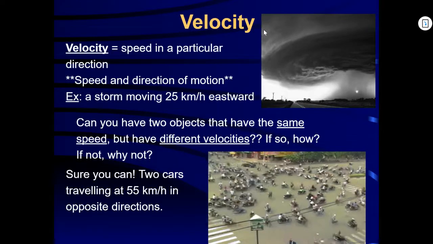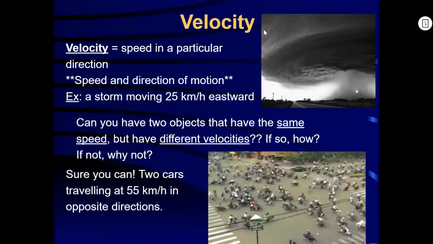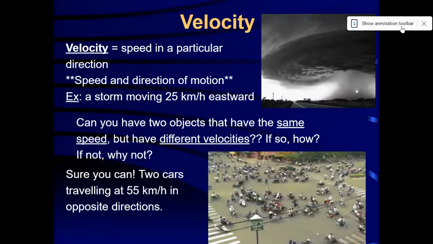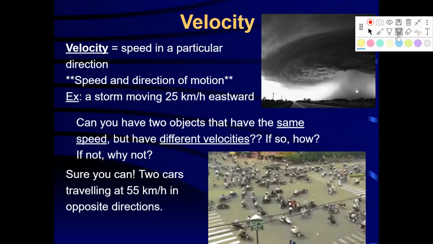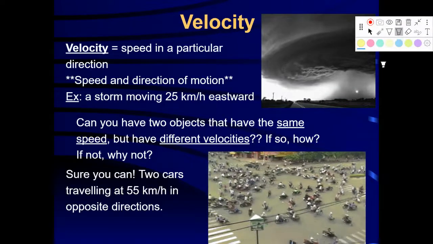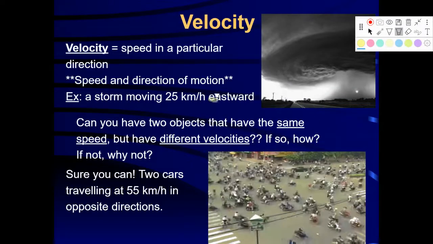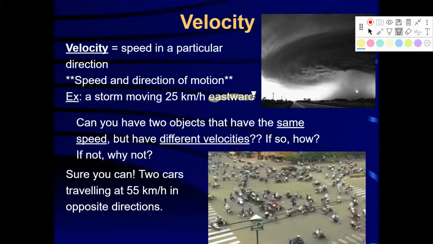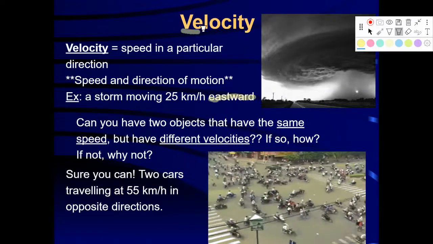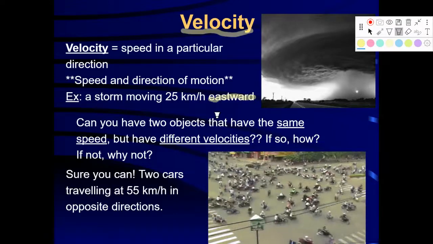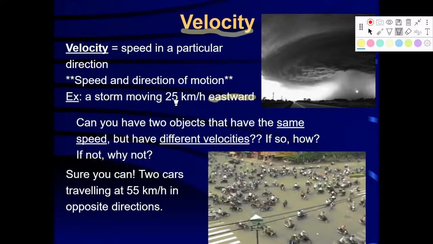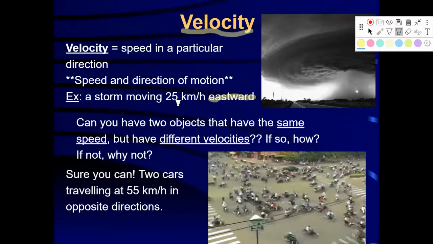The example that you have here is a storm moving 25 kilometers per hour. But the important part here, remember, if I would have just said a storm moving 25 kilometers per hour, that would be speed. But because I mentioned this part right here, eastward direction, that then becomes velocity, right? So very similar.